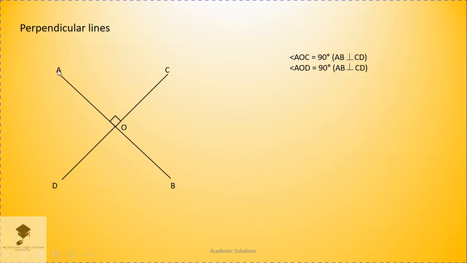So with this diagram, angle AOC equals 90 degrees and line AB is perpendicular to line CD. Also, angle AOD, this angle here, is 90 degrees and line AB is perpendicular to line CD.